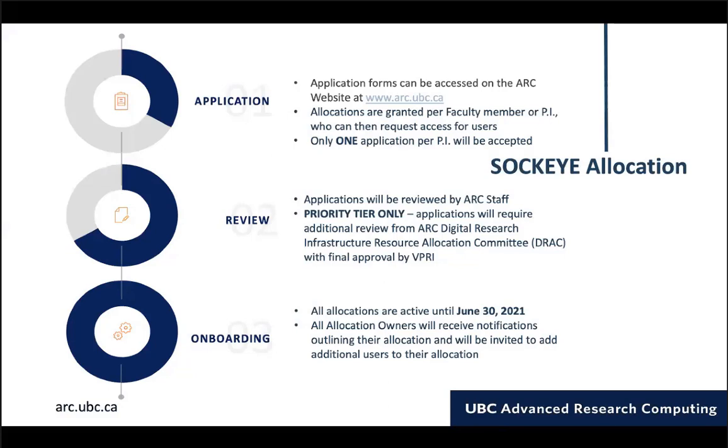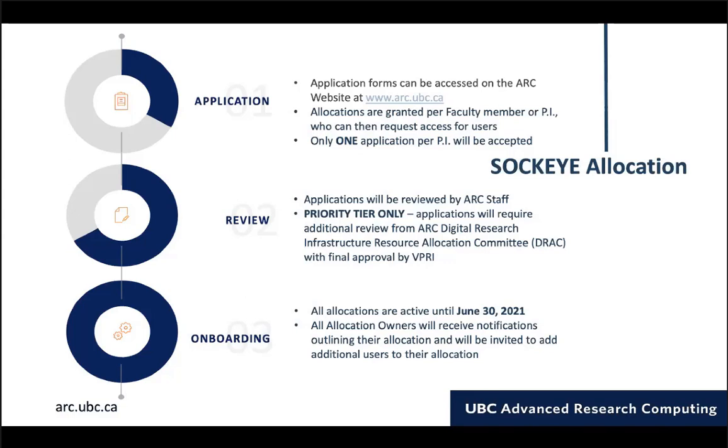Allocations are granted to the faculty member or PI, who can then request users. One application per PI will be accepted. The applications are reviewed by ARC staff for technical feasibility. Will your project actually work on our system, or are you asking for something that Sockeye cannot accommodate, such as a web server or Windows application of some sort? For the priority tier, these applications do require additional review from the DRAC with final approval from the VPRI. That is the same as our previous process.